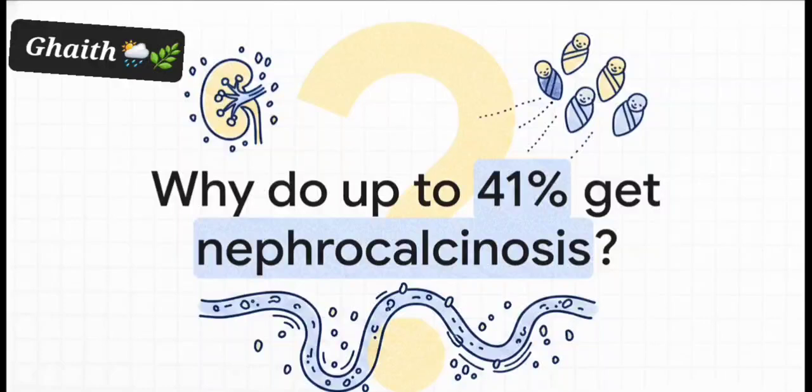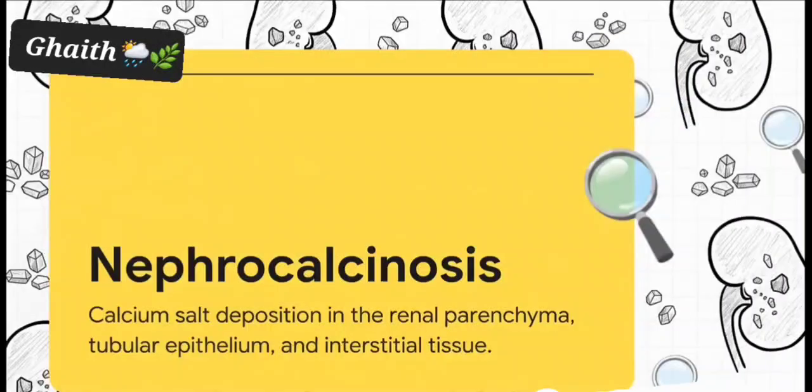So before we even touch the clinical algorithms, we need to ask ourselves a pretty big question. Why do up to 41% of highly vulnerable preterm infants develop calcium deposits in their kidneys? Honestly, it's a staggering statistic. But understanding the why behind this massive incidence rate is the absolute key to mastering your patient's evaluation. The preterm kidney is an incredibly unique environment, and once you understand its vulnerabilities, the whole disease process just clicks right into place.